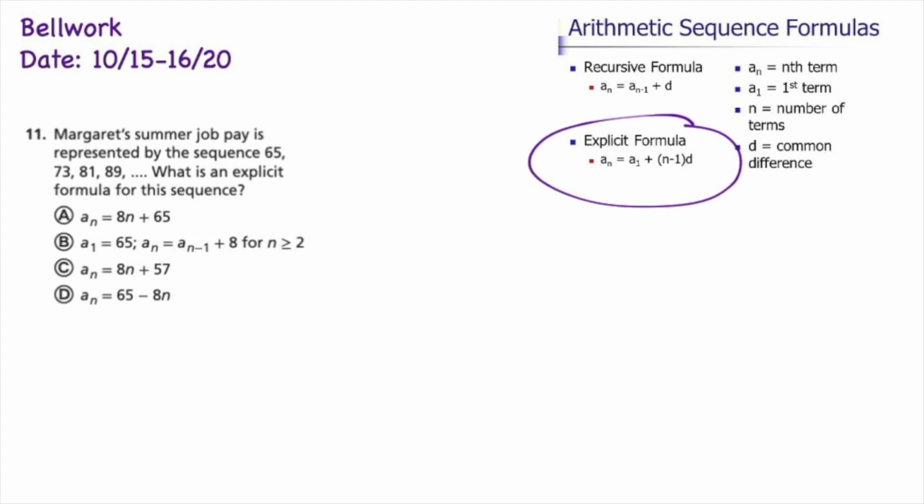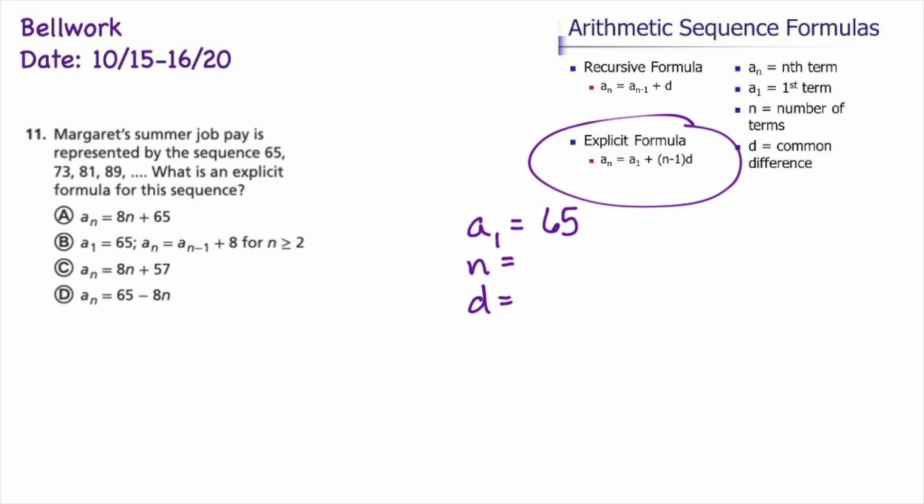So first thing you have to do is find the A sub 1, the n, and the d, and you notice that spells the word "and," so you can remember what letters you have to find. So A sub 1 is the first number in the sequence, which is 65. n is the number you're looking for.